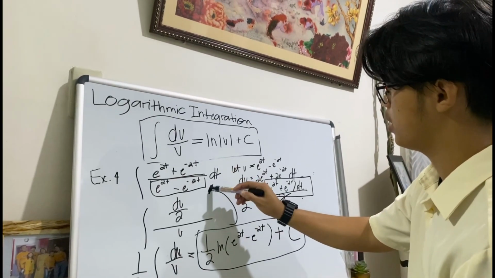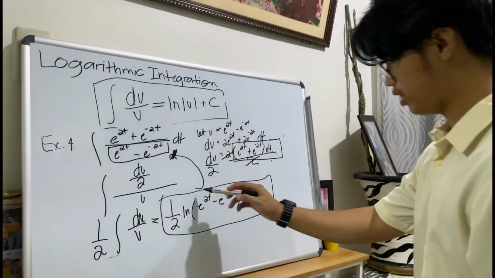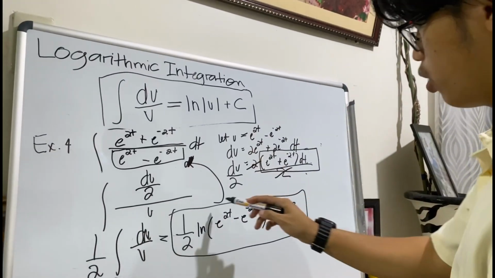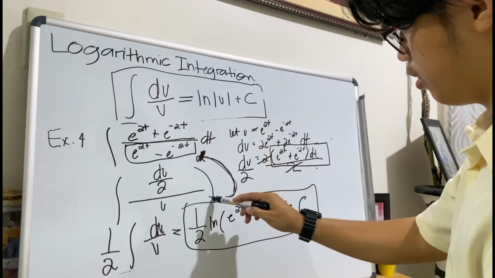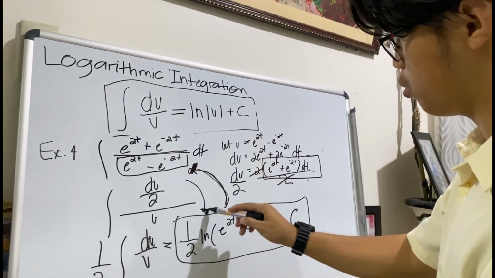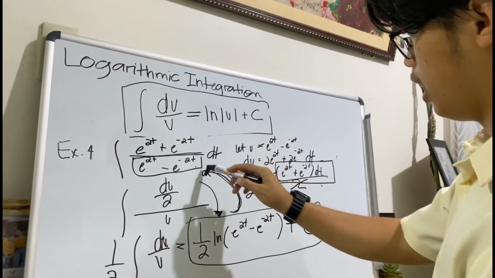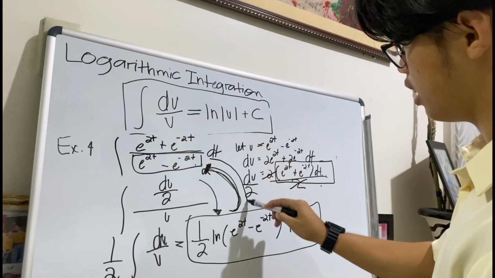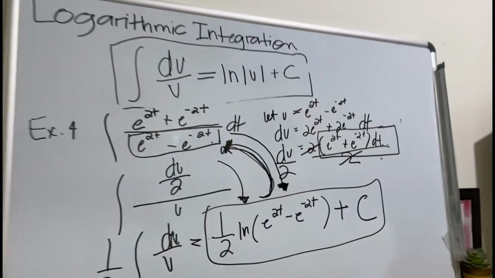And just like before, this is the original function. If we derive this, we will get this answer. And if we integrate this, we will just get the original function.